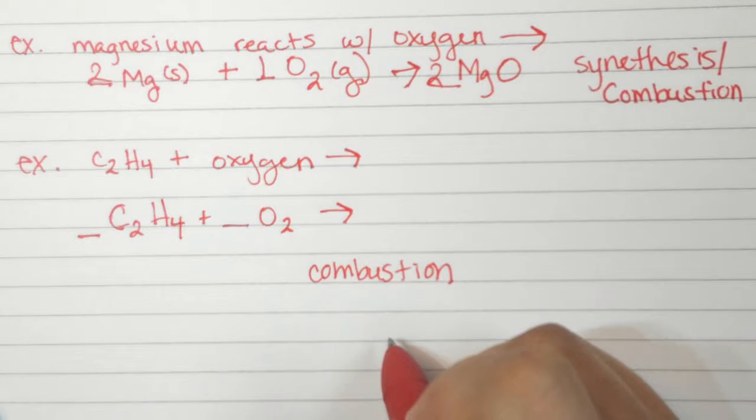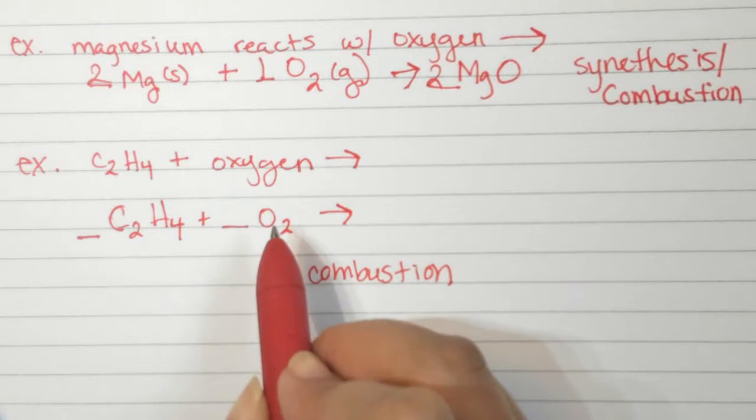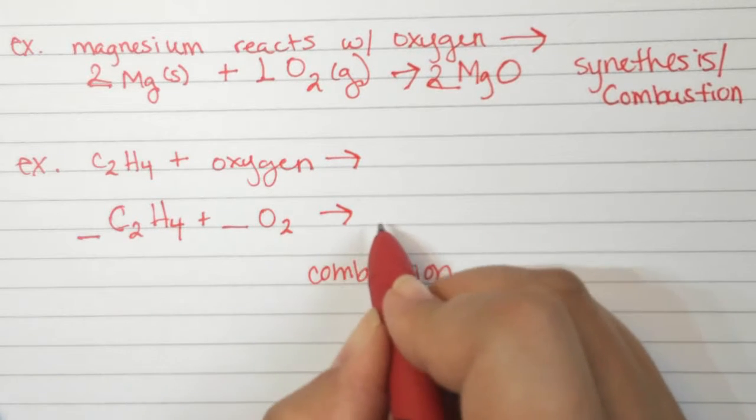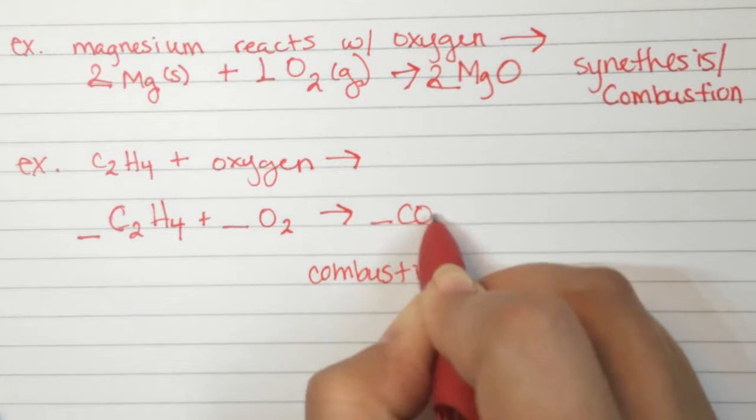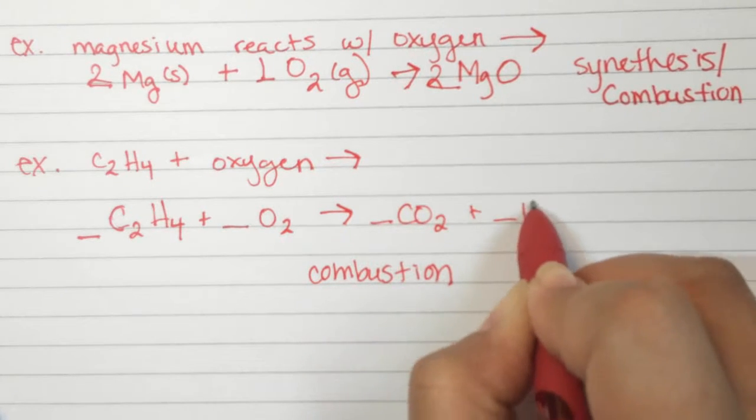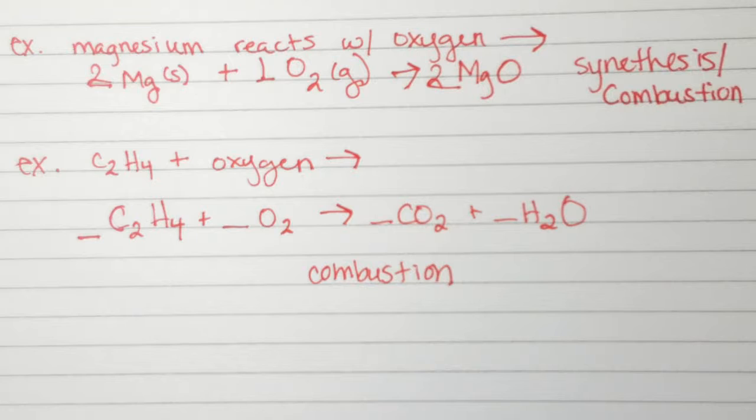And when something combusts with oxygen and a hydrocarbon is present, we always will have CO2 and H2O form. That's the simplest reaction type to predict products. I see a hydrocarbon, I see oxygen, automatically CO2 and H2O. And then you just balance.